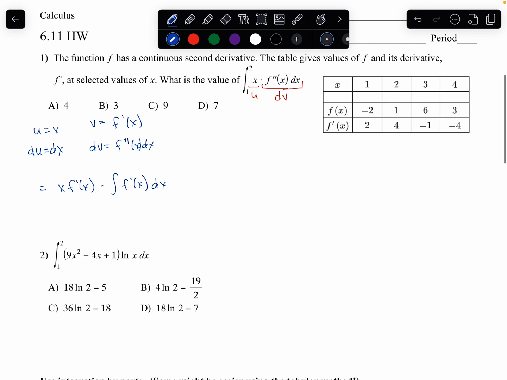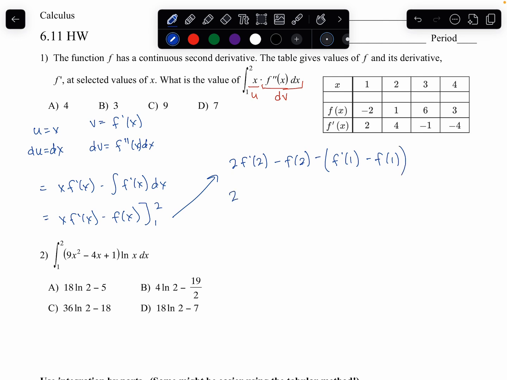So this is going to be equal to x f prime of x minus the antiderivative of f prime of x, which is f of x, evaluated from 1 to 2. So then we'll plug in 2. We'll get 2 times f prime of 2 minus f of 2. And then minus, now we have to plug in 1, so that's 1 times f prime of 1 minus f of 1.